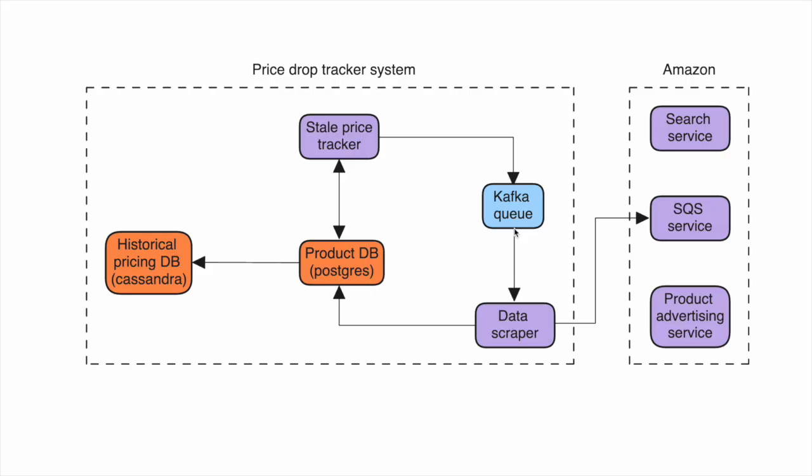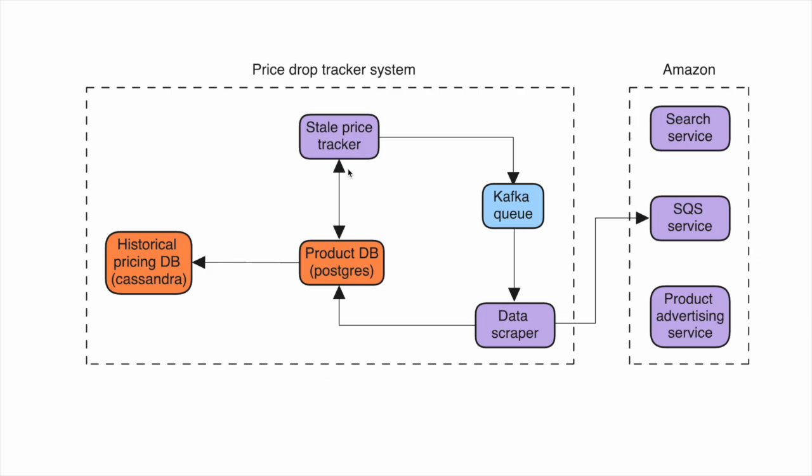At the same time, we would have a stale price tracker. And this is the service that would periodically scan or run a query on our product database, which is a SQL database. Using that query, you would retrieve a list of products that are perhaps stale. Let's say the price was not updated for a day or 2 days.